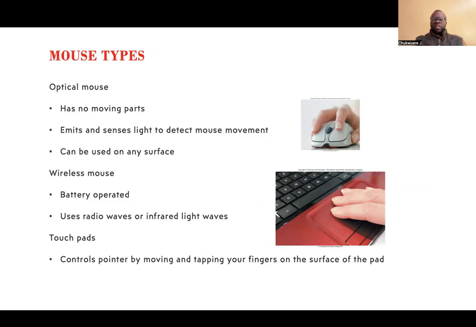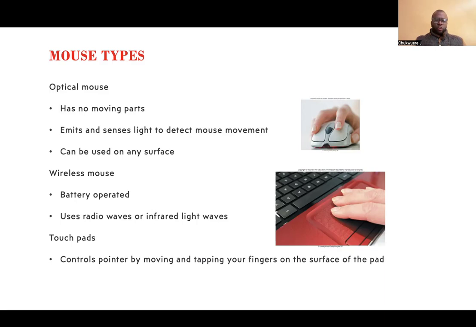So now here are different kinds of mouse, right? You have your optical mouse, you have your wireless, you have your touch pad. Your optical one is one that has no moving parts, which is used on a surface, right? It helps to detect movement. You have your wireless one, which operates with a battery, so wireless does not have a cable, while your optical can have a cable, right? They are all in the same category, right?